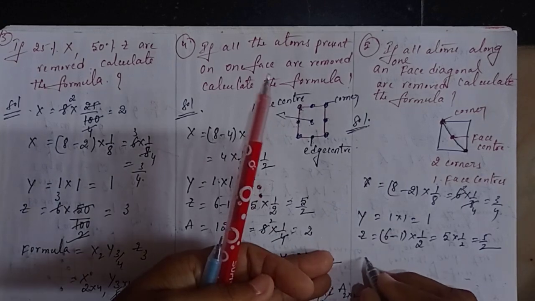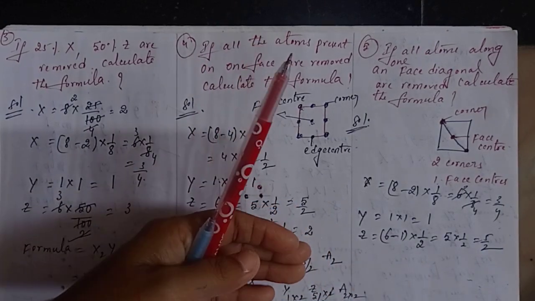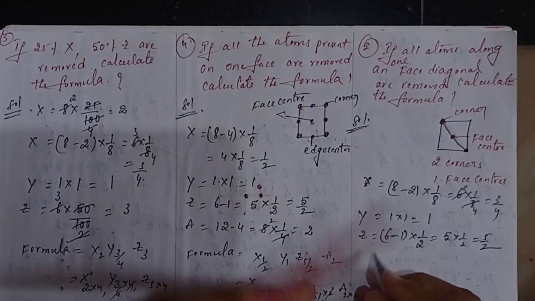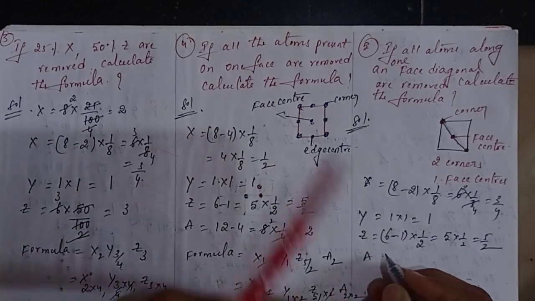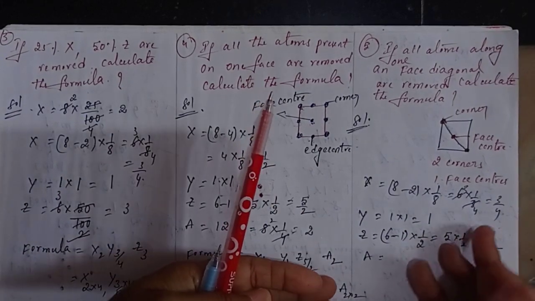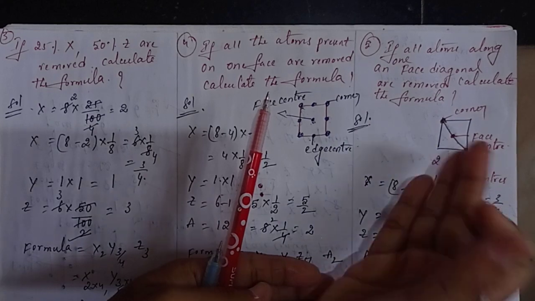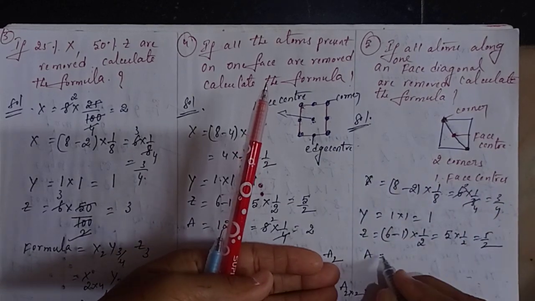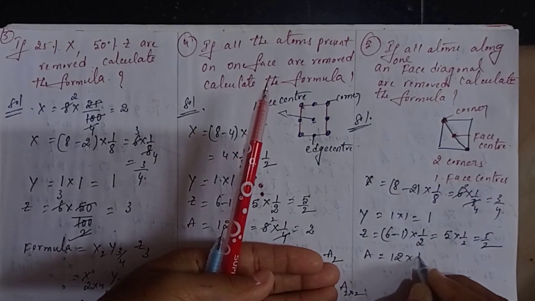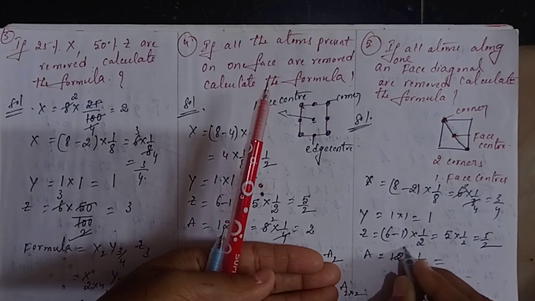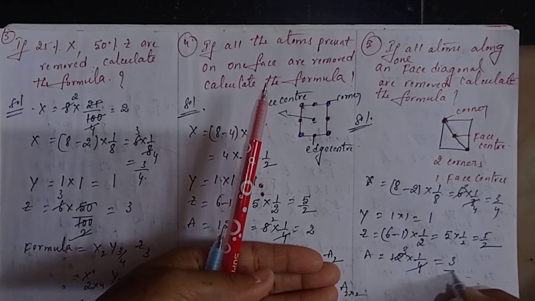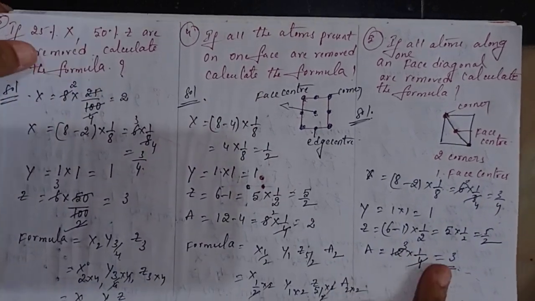And one more, A also you have to find, because A also we are taking. A atoms are at the edge centers. Are any edge centers removed here? No, edge center particles are not removed. So how many edge centers? 12 edge centers. Each edge center contributes 1 by 4, so you will get 3. Understood? So this is 3.